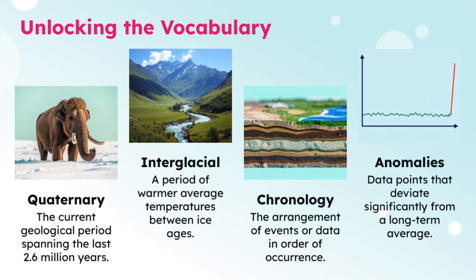The third word is chronology. Chronology means arranging events or data in the order they happened. This is important when studying climate change because scientists need to know not just what happened, but when it happened. The fourth word is anomalies. Anomalies are data points that are very different from the long-term average. For example, a sudden sharp rise in temperature after a long stable period would be a climate anomaly. These terms will help us explain how scientists study climate change over thousands or even millions of years.